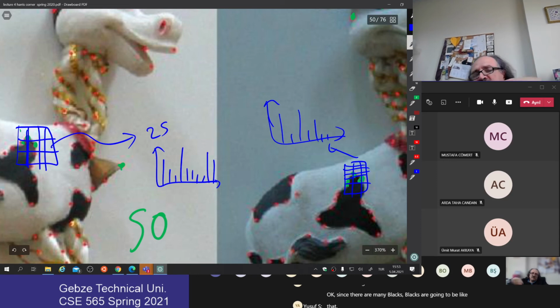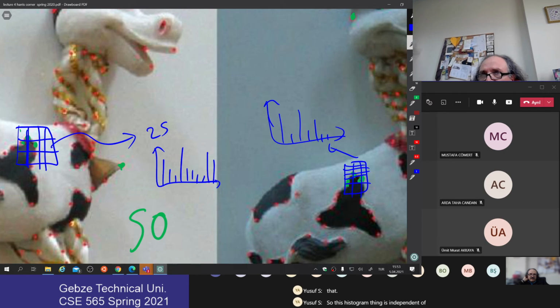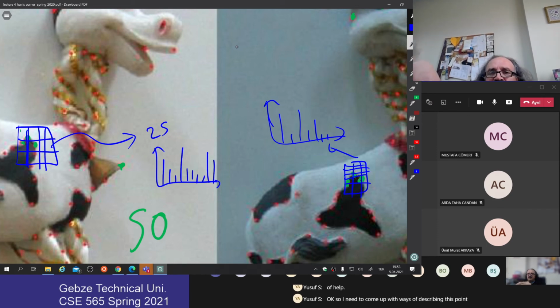So this histogram thing is independent of rotation, right? Is that true? Yeah, it will be very simple. So maybe I could use histograms. That will be a lot of help. Okay, so I need to come up with ways of describing these points. That's called the key point descriptors.